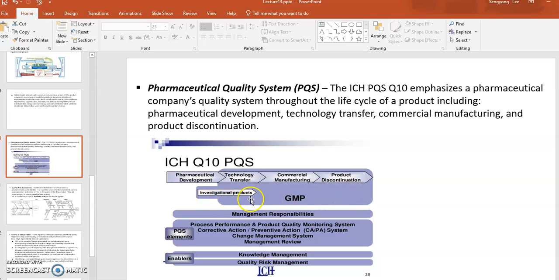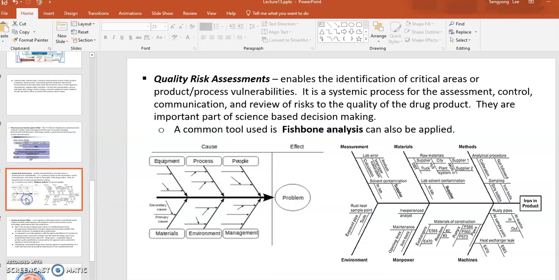So investigational products, GMP, management responsibilities, and PQS elements, the process performance, product quality monitoring system, CAPA system, change management system, management review, enables knowledge management, quality risk management. So it's a way of overseeing the quality system. That's what it is.